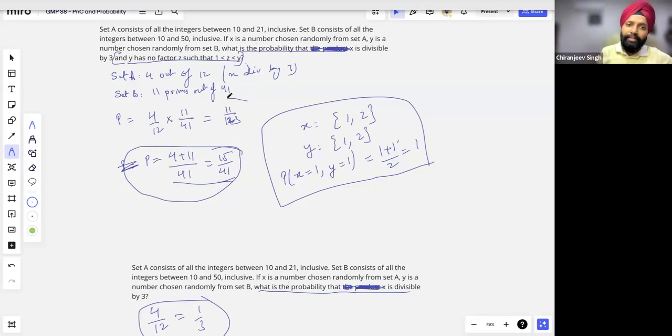Okay, so this is the answer. The 4/12 is you are making x divisible by 3, and 11/41 is you are making y a prime number.